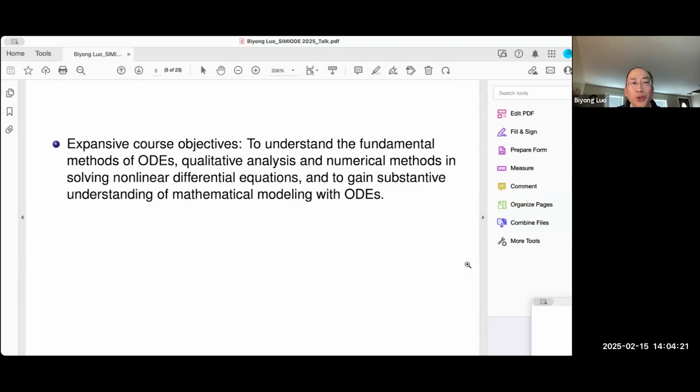Next, I will show my expansive course objectives. This is a typical course objective of a differential equations course. First, we need students to understand the fundamental methods of differential equations, quantitative analysis, and numerical methods in solving nonlinear differential equations, and to gain substantial understanding of mathematical modeling with ODEs.